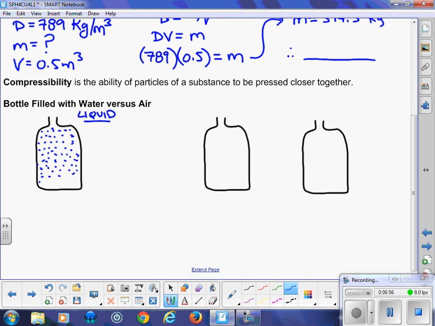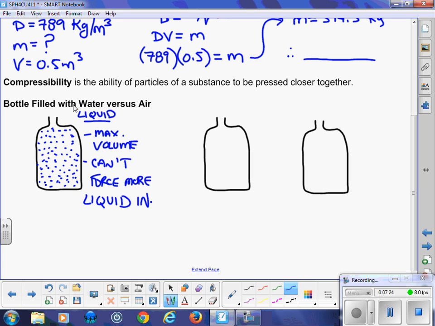So my question now is, can you put more water in this particular bottle? So there is a maximum volume here. If this is a 2-liter bottle, I can't go over 2 liters. I can't force more liquid in. All right, so water takes a lot to make it more compressible, and you just can't do it for this particular situation.